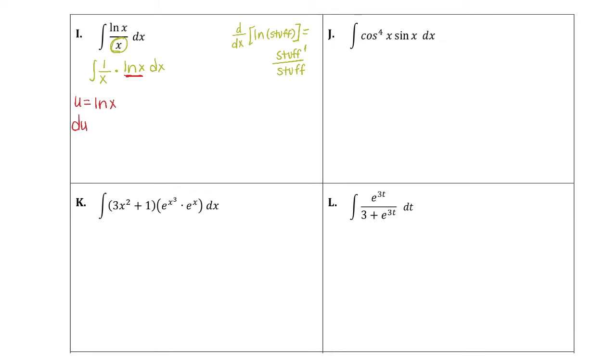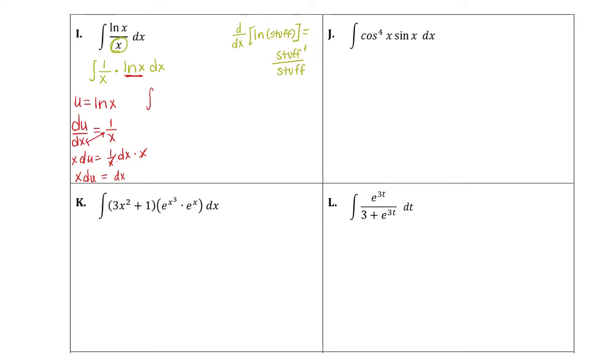When I do the derivative with respect to x, I'm going to have 1 over x. Again, the derivative of natural log of x is 1 over x, because the derivative of x is 1. There's your stuff prime over stuff. Again, we're going to change places with these two, so I'm going to multiply that dx over. So I have du equals 1 over x dx. To solve for dx, I would multiply both sides by x. So I have x du equals dx.